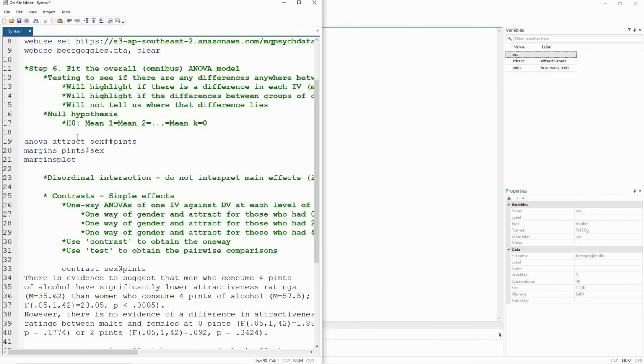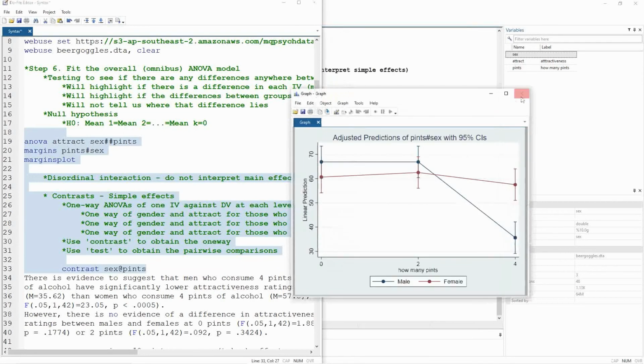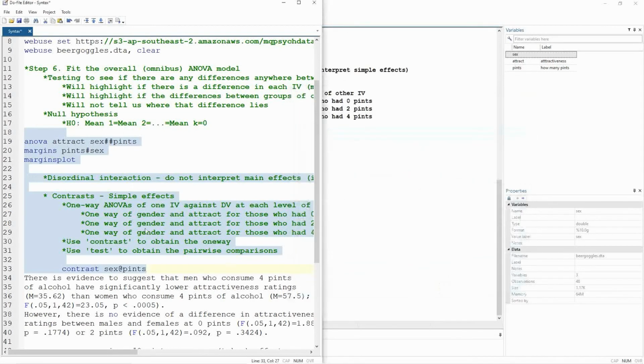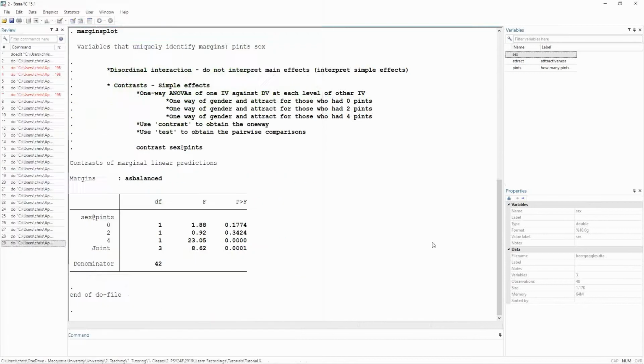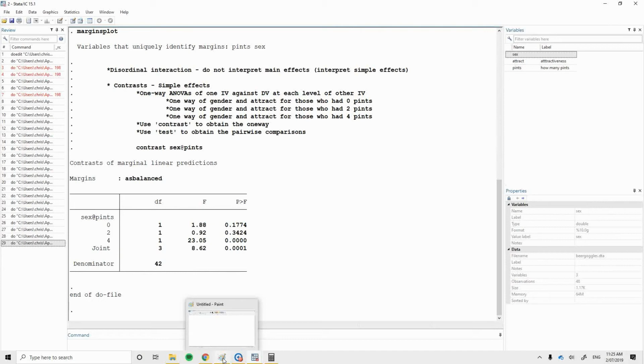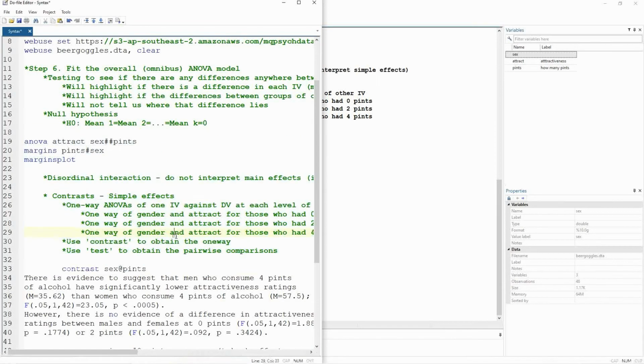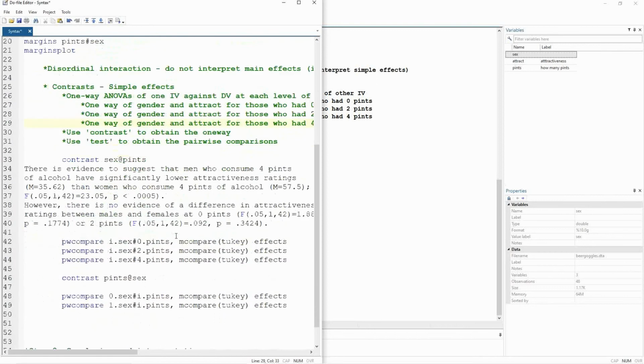Okay, so now that we have looked at our ANOVA and we've also looked at our contrast using the contrast command on sex and pines, where we found that there was in fact a difference between males and females at 4 pines, but not at 2 pines or at 0 pines, I now want to show you an alternative way of getting to this. Contrast works perfectly fine, but we can also use pwcompare.